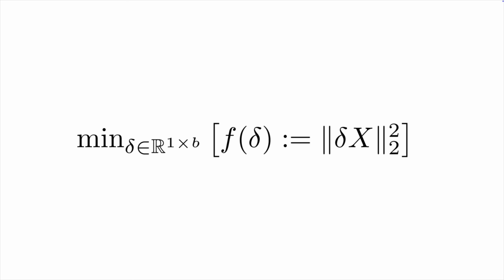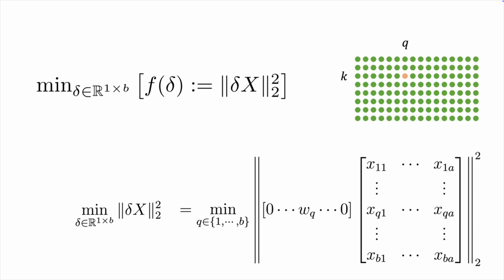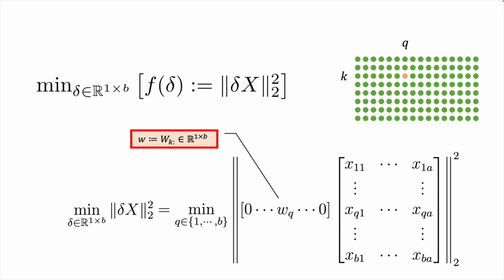Let's consider the simplest possible case. We remove one weight and leave every other weight unchanged. Then we multiply this sparse change by x. The change is one row, and it's multiplied on every column of x.